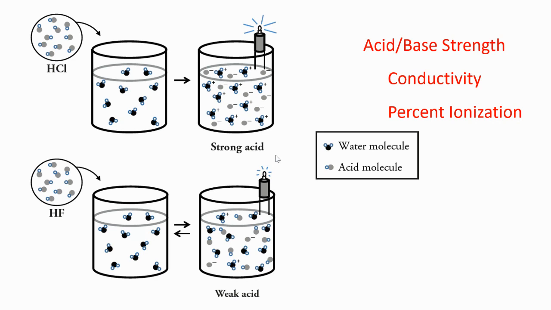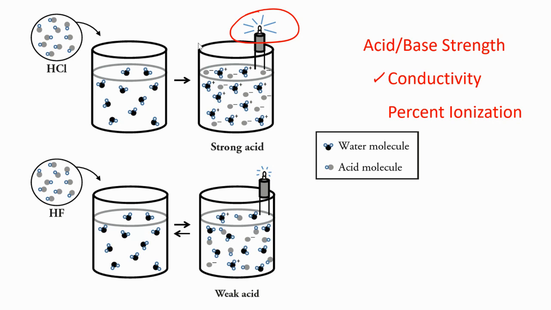One of the easiest ways to look at the strength of an acid is to see how well that acid conducts electricity. And so if I put an acid like HCl into a beaker of water and then run a circuit that lights up a light bulb, I will see that the light bulb is going to be really, really bright when HCl is in the water. It conducts electricity exceptionally well.